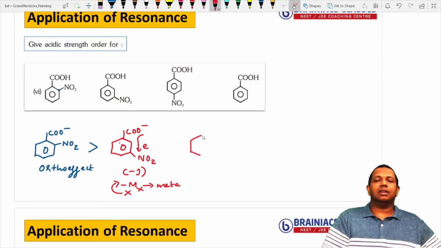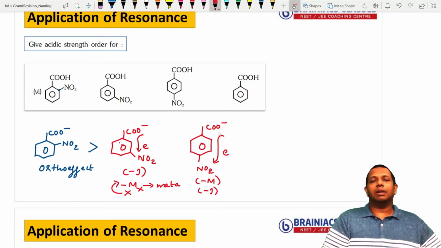Now next you have another species. You can see the nitro group is present at para position. Okay, and you have carboxylate anion. Now here both minus M and minus I are applicable. So through both effects, electrons will move in this direction, making it a much better acid. So this will be more acidic than this one. Okay, but the strongest one will still be the first one.